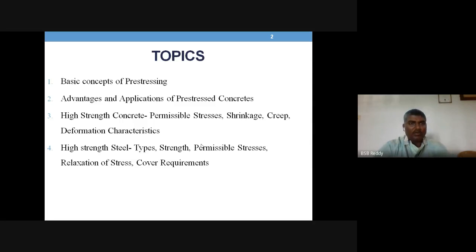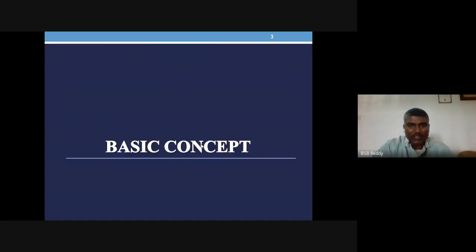So we'll be talking about basic concepts in pre-stressing, and the advantages, applications, and high strength concrete and high strength steel, which means the materials required for pre-stressed concrete. So we'll come to the first topic of pre-stressed concrete, which is the basic concept. What is the concept behind this pre-stressed concrete?